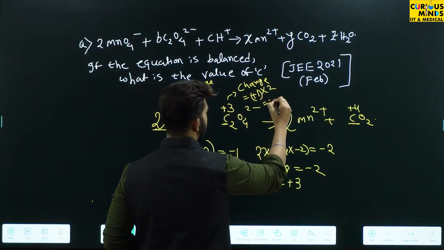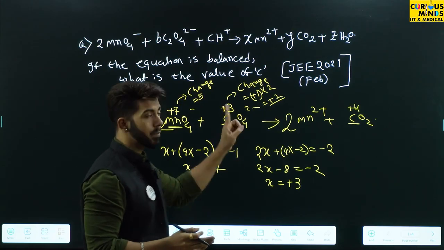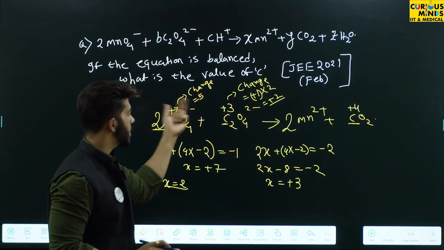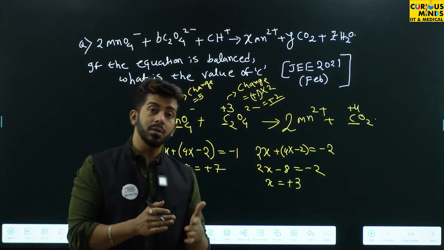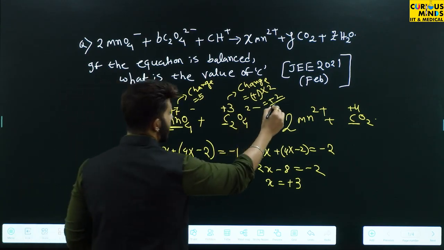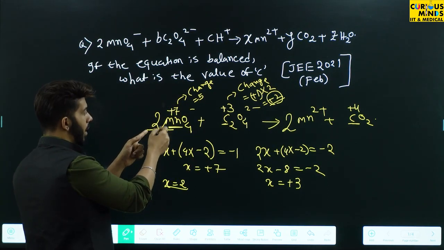So it will be plus 2. Can you see the change is plus 2 overall? Overall the change is plus 2. Now here from this to this the change is plus 5, from this to this the change is plus 2. Now you know the cross multiplication rule or the cross connection rule. So according to the cross connection rule, this 2 will go to the manganate, right?